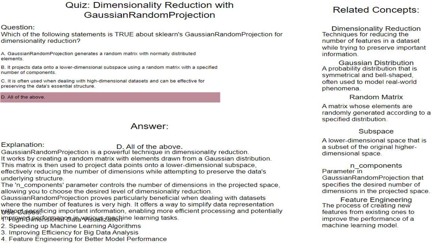Imagine a dataset with 100 features, or dimensions. You can apply a dimensionality reduction technique to reduce the number of features to, say, 10, while still preserving the essential information. This can make analysis and visualization much easier.